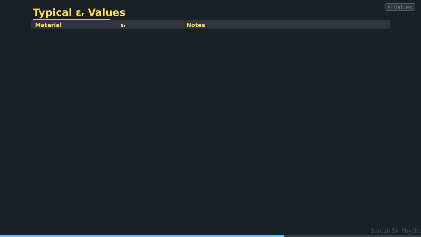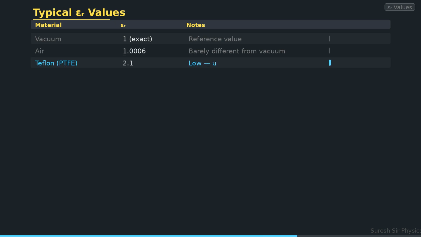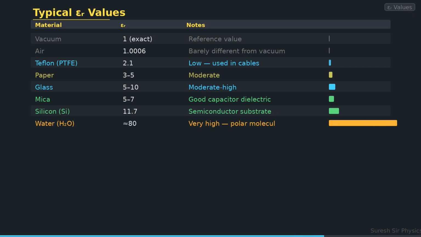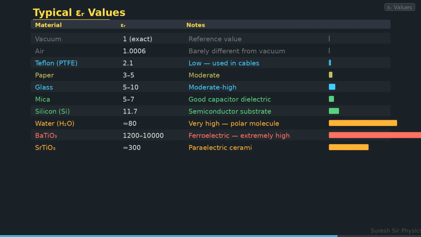Typical epsilon r values of some materials. Vacuum, 1, exact reference value. Air, 1.0006, barely different from vacuum. Teflon PTFE, 2.1, low, used in cables. Paper, 3 to 5, moderate. Glass, 5 to 10, moderately high. Mica, 5 to 7, a good capacitor dielectric. Silicon, 11.7, semiconductor substrate. Water H2O, approximately 80, very high, polar molecule. BaTiO3, 1200 to 10,000, ferroelectric, extremely high. SrTiO3, approximately 300, paraelectric ceramic.